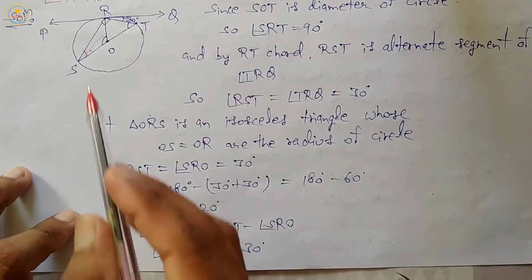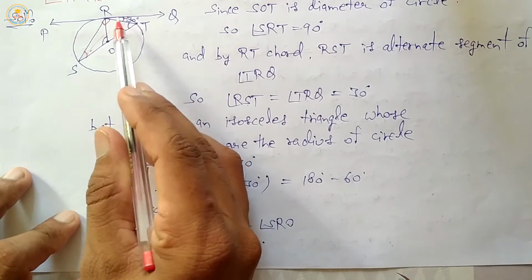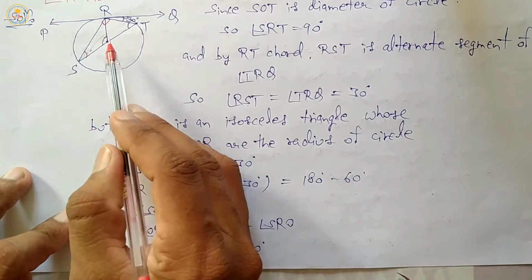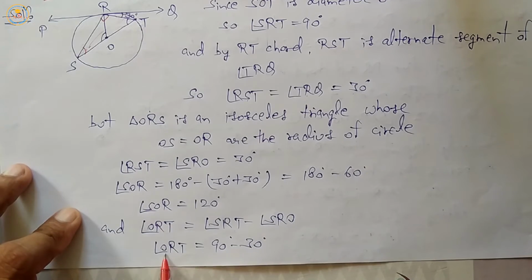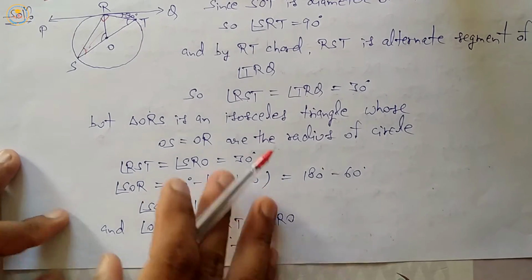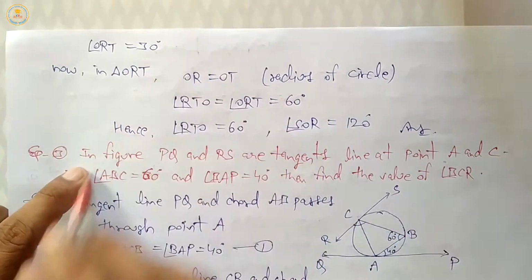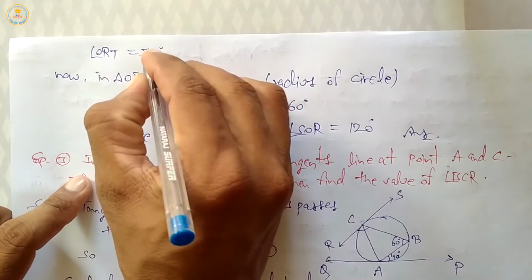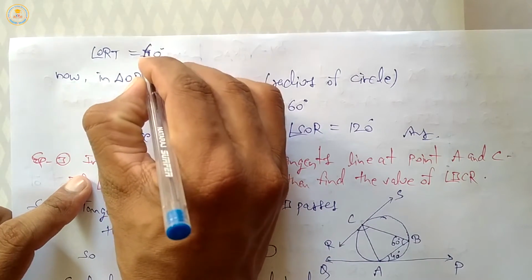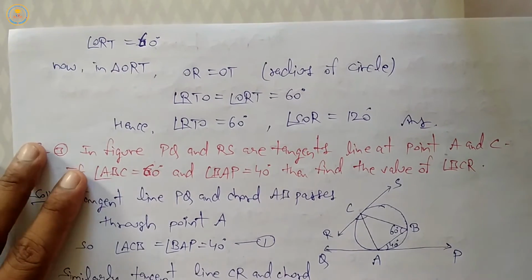Therefore, angle ORT: this one is 30 and this one is 90, so ORT equals 90 minus 30, which means 60 degrees. ORT is 90 minus 30, which means 60 degrees.